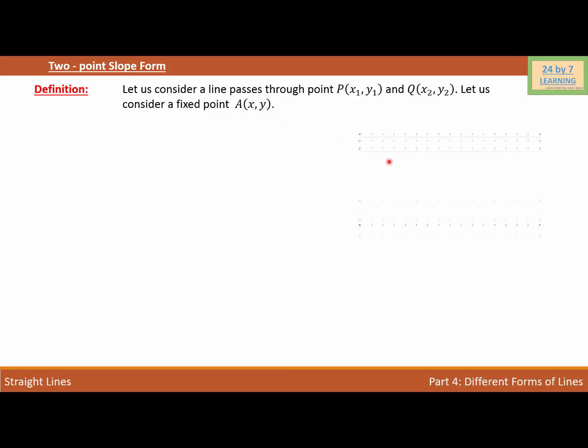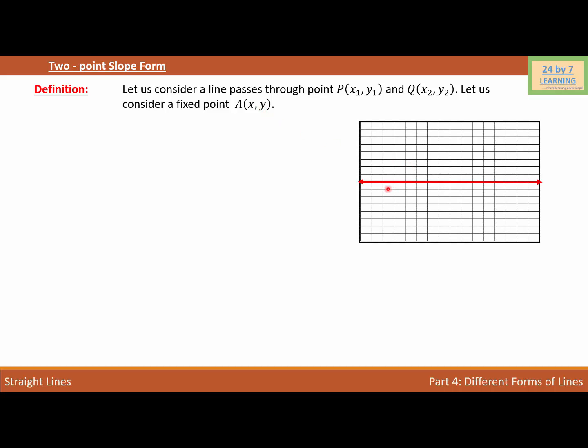on the graph. So let this is the graph. Let this is my x-axis. This is my y-axis. What I'm going to do first, I'm going to first graph all these points. So let this is my point P, x1, y1, and let this is my point Q, which is basically x2, y2. I'm going to consider another point A, and let this is point A, which is basically x, y.